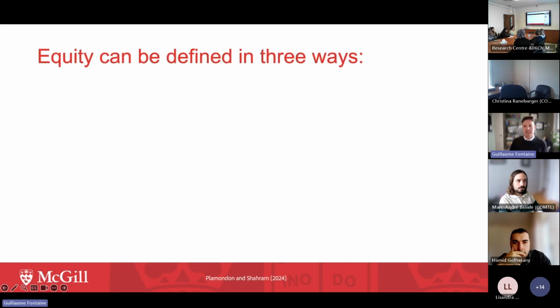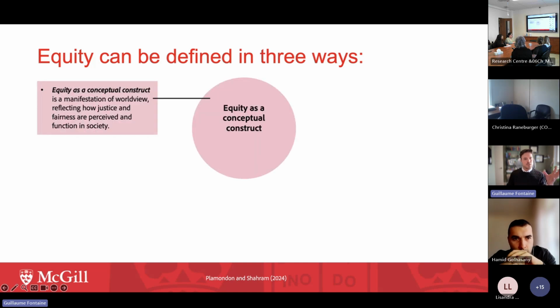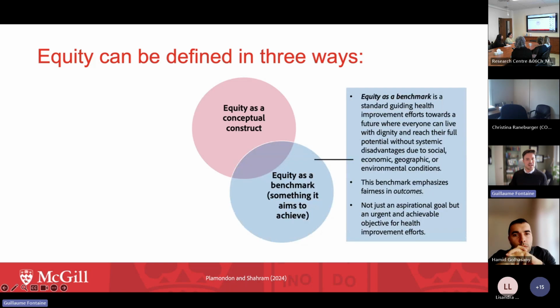So equity, what is equity? Equity can be defined in different ways. If you look at the recent literature, I really like this paper by Plamondon, who's a professor at the University of British Columbia, and she outlines equity in 3 different ways. The first one is equity as more of a concept or a construct, so as a worldview, thinking about justice and fairness in society and how our society is set up to function and work. The second way to think about equity is as a benchmark.